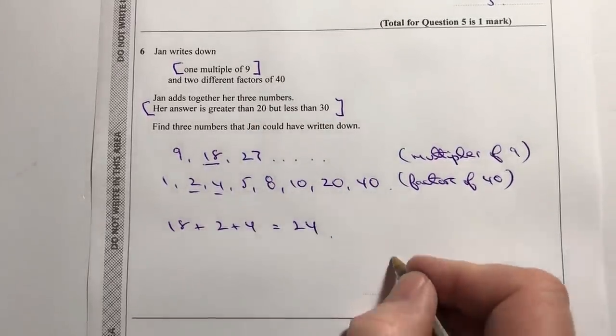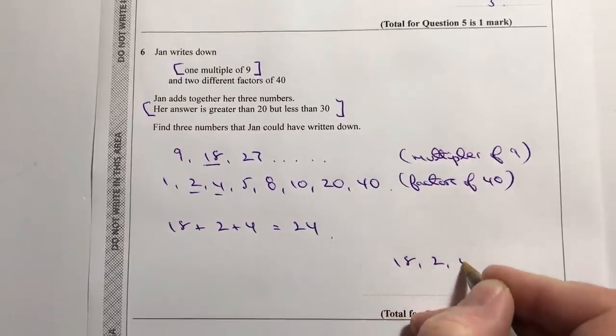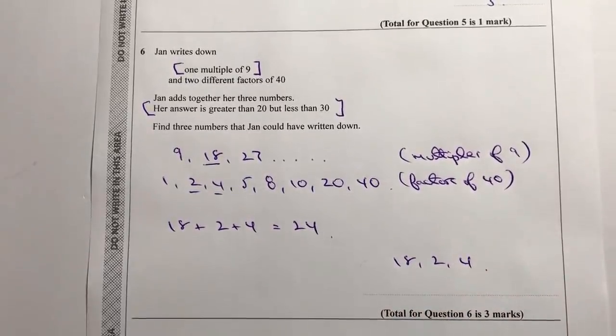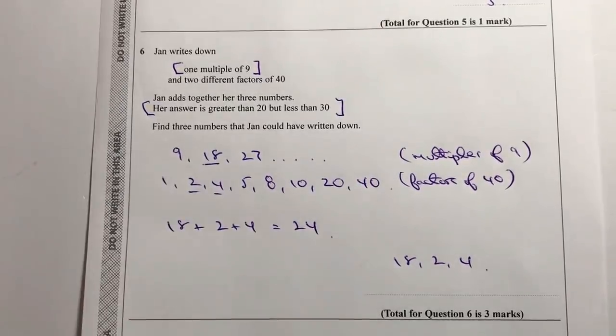For answering this question, it could have been 18, 2 and 4. It could be a combination of other numbers, and perhaps you could have a go at finding some alternative ones as well. Okay, so let's move on then to question number 7.